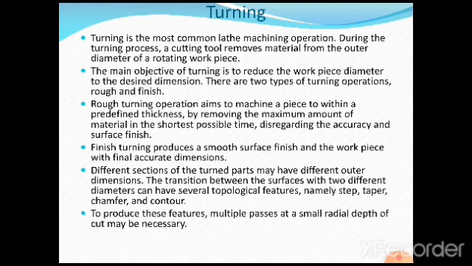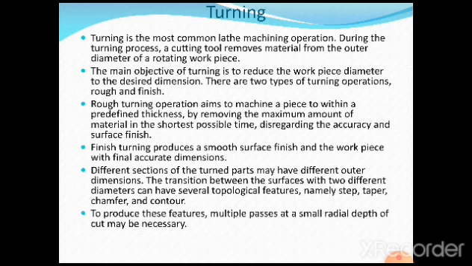Different sections of the turned parts may have different outer dimensions. Different sections means what? Different parts of a workpiece can have different outer surface dimensions. The transition between the surfaces with two different diameters can have several topological features, namely step, taper, chamfer and contour. So what he wants to say is, we are not going to reduce directly from 25 to 20 millimeters along the entire length.